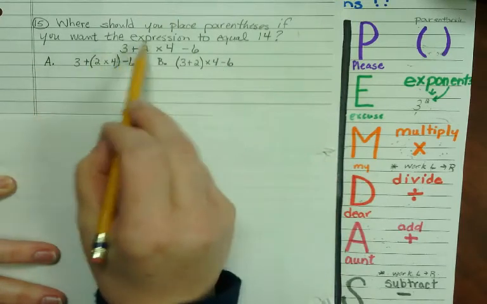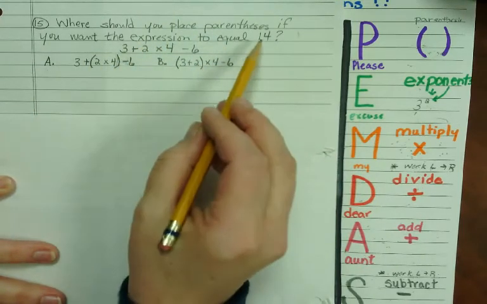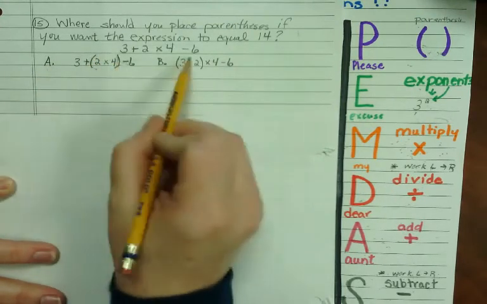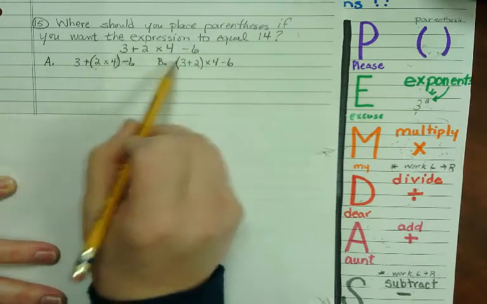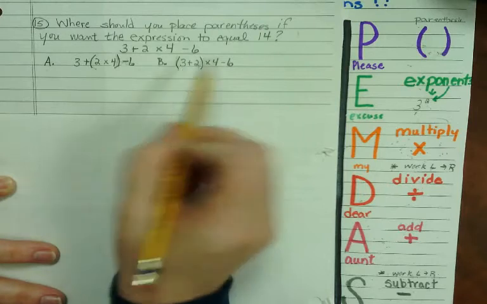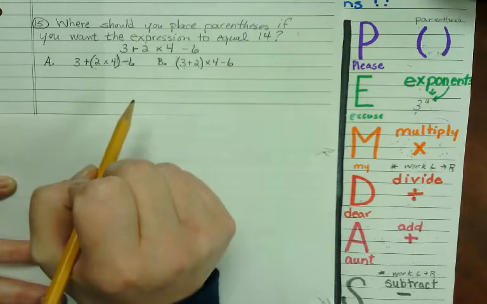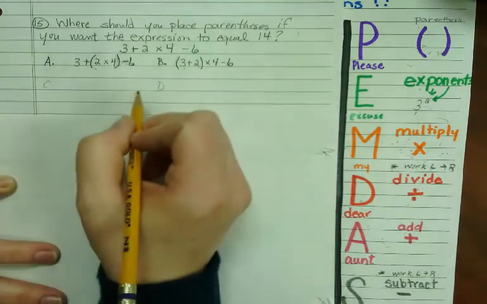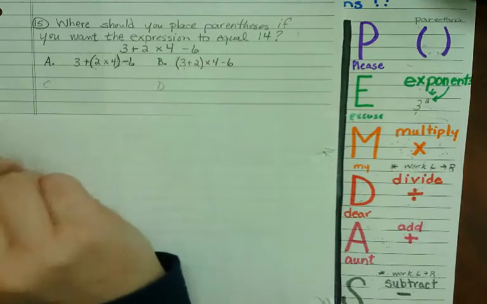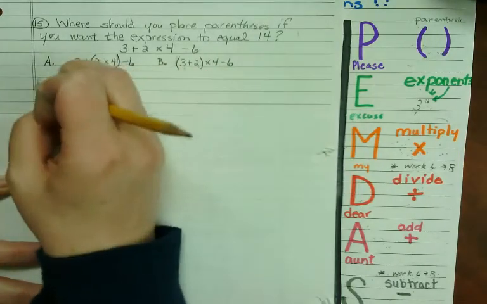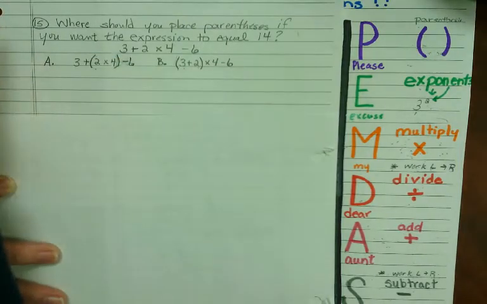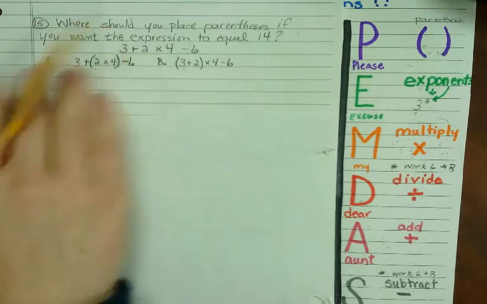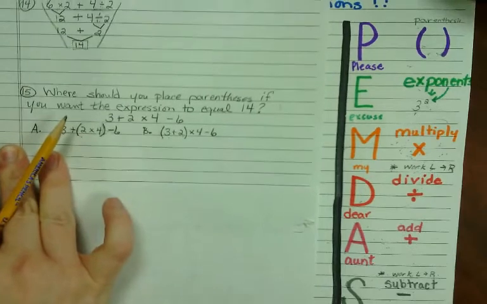When you have a question like this, it says, where would you put the parentheses to make your answer come out to be 14? You look at your options and you say, oh, those parentheses are in different places. So I need to work both of these out and figure out which one comes out to be 14. In your homework, you have a C and a D option, so you would have to work all 4 out on your homework. But for the sake of time and keeping your focus, we're going to do 2. So we're going to work this problem out just like we did that one up there at the top.